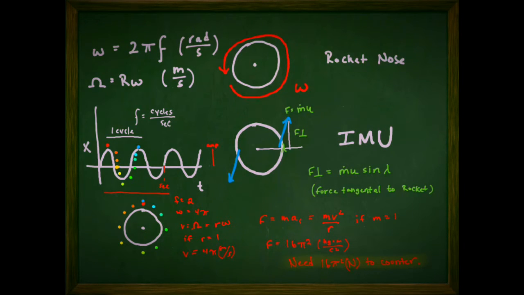And then just some real quick rough math. I don't even know if this is right, guys, you're going to have to tell me, but there you have it: a cycle, some frequencies, some omegas. In this example I would need 16 pi squared newtons to counter, and that was assuming the mass was 1 and the radius was 1, which is all kind of ridiculous, but that's an idea. That's, I'm guessing, how we're getting there.